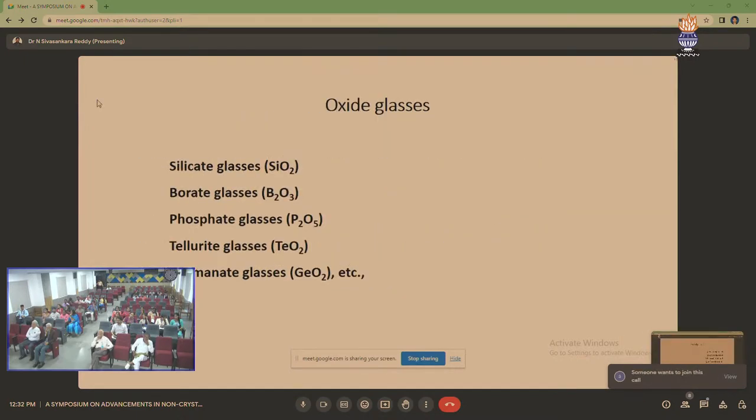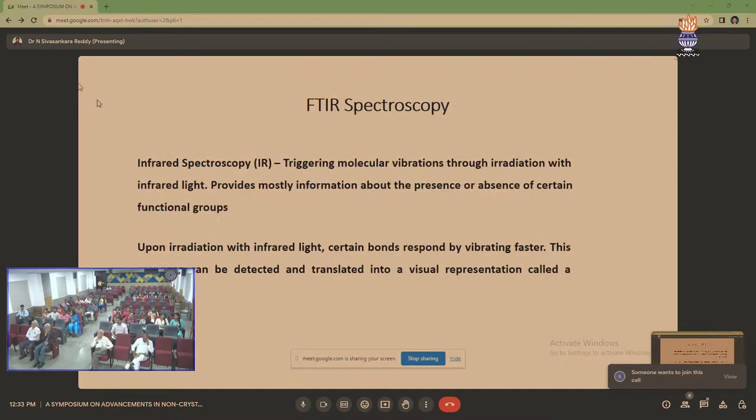So, students, as I told you, in infrared spectroscopy you are actually triggering the molecular vibrations, through which you will be able to find out the type of molecules, functional groups, and chemical bonds present in the material. Upon irradiation, certain bonds respond to the radiation and vibrate faster. The absorption of light can be detected by detecting the transmitted light.